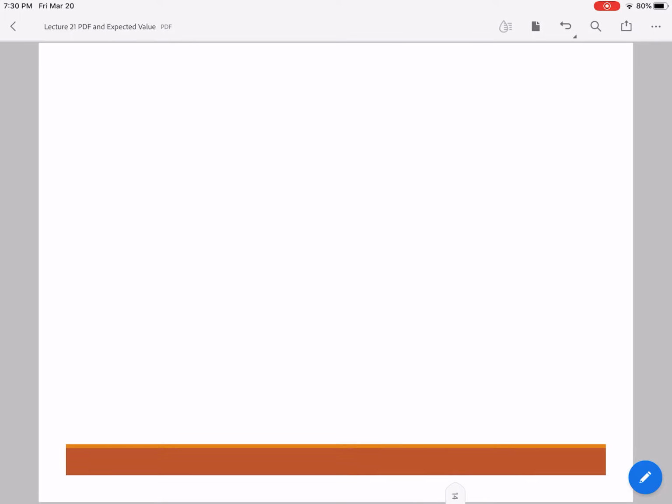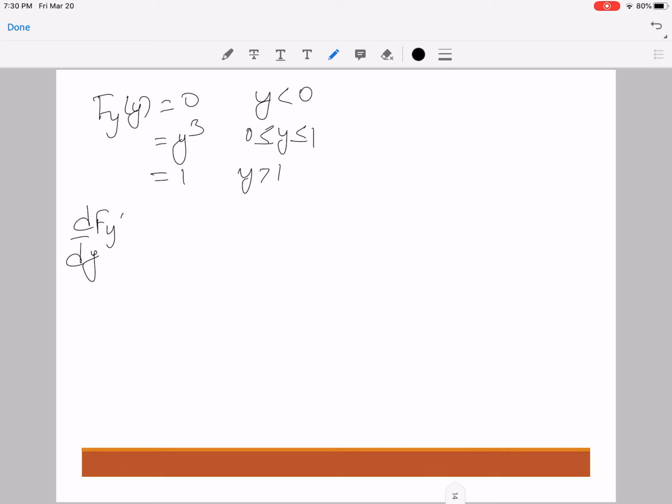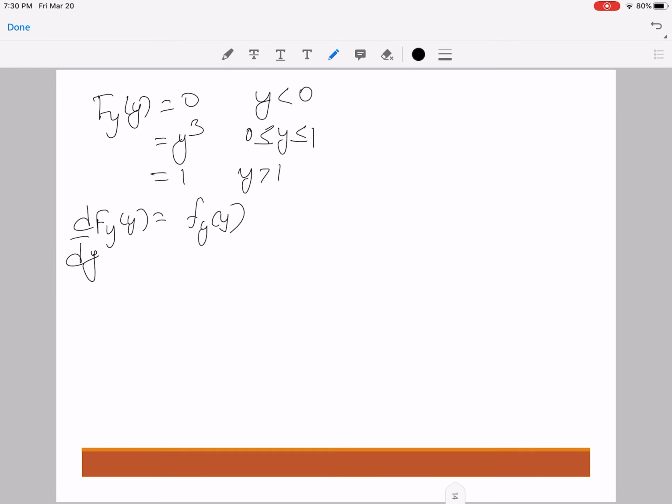All right, guys. So this CDF is equal to 0 for y less than 0. It's equal to y cubed between 0 to 1, and it is equal to 1 for y greater than 1. Now remember that the first derivative of the CDF gives you the PDF f of y. So all I need to do is differentiate this CDF. So I'll differentiate the CDF with respect to y to get f of y.